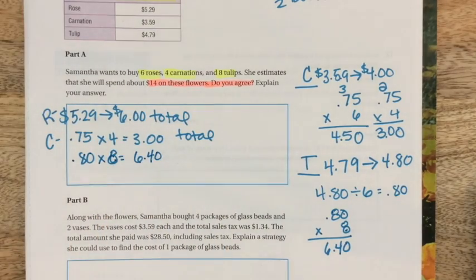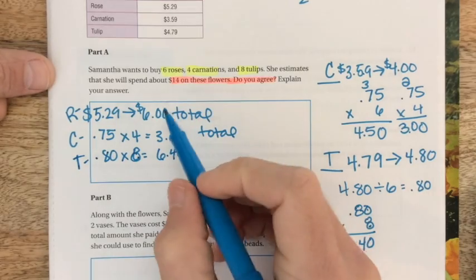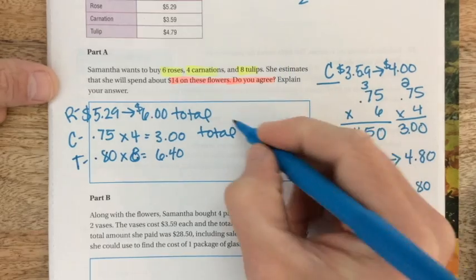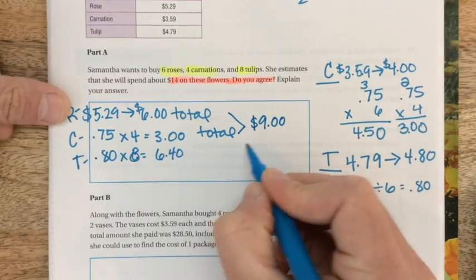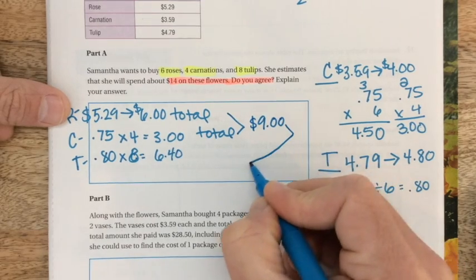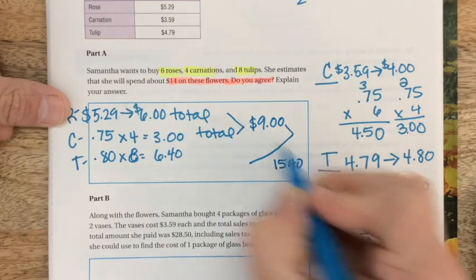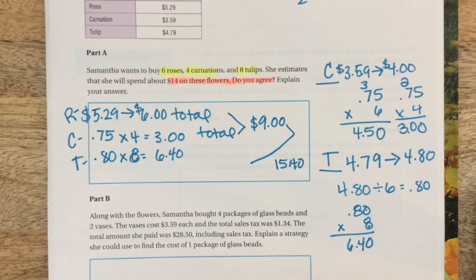$6.40. All right, so let's see what my total is for all of my 3 flowers. Well, $6 for my rose, $3 for my carnations, so that's $9 right there. And then another $6.40 for my tulips. So that puts me at $15.40. That's pretty close to 15. So I would say that I agree that she's going to spend around $14 on flowers.